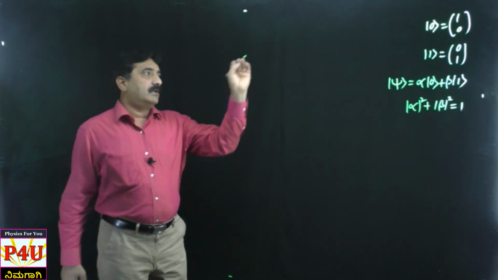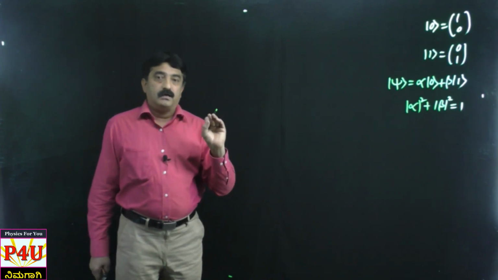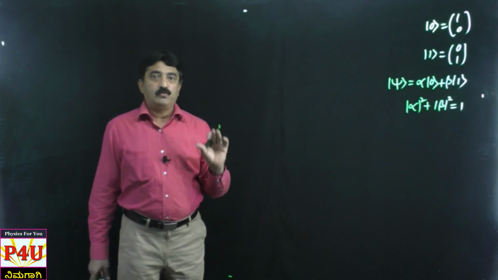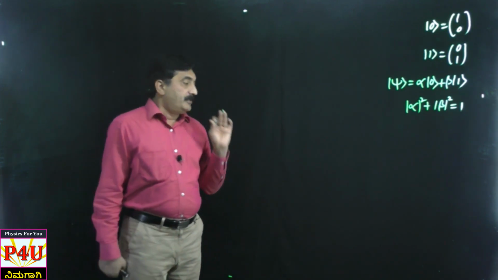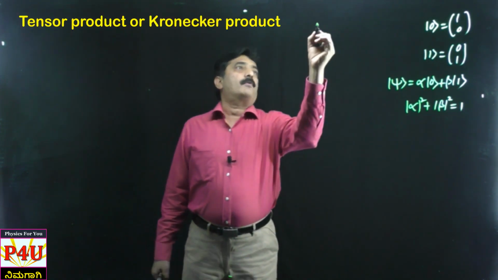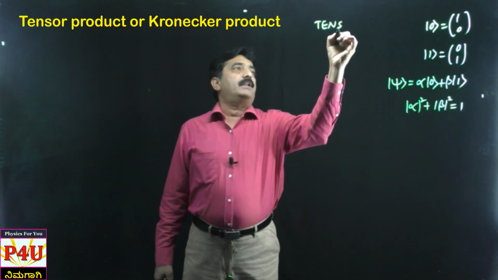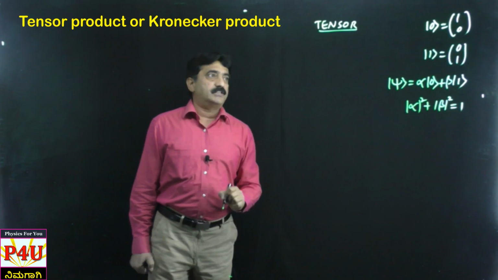So before going with the combination of 0 and 1, let me teach you how to calculate the product of two kets or two column vectors. How to find the product of two column vectors. The product of two column vectors is also called as a tensor product. So I will teach you a little bit about tensor product. What is this tensor product? How to find a tensor product?